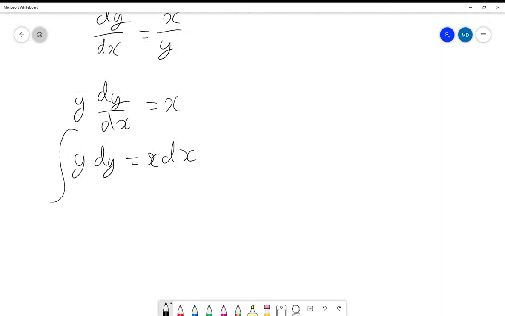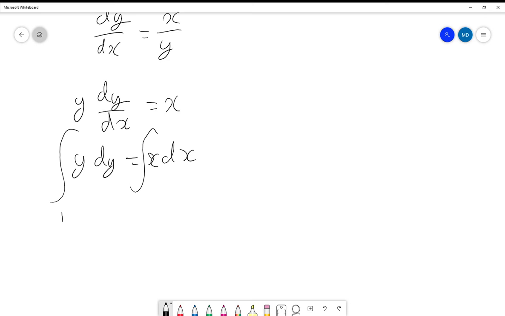And then we add our integral signs. So now we're going to integrate y dy equal to x dx. And this seems like it's pretty easy. If you think about it right now, it's pretty symmetrical. And the solution seems to be y equals x. But let's see what happens.